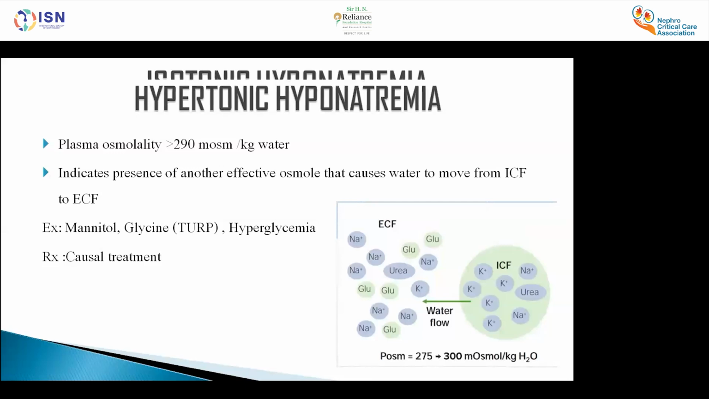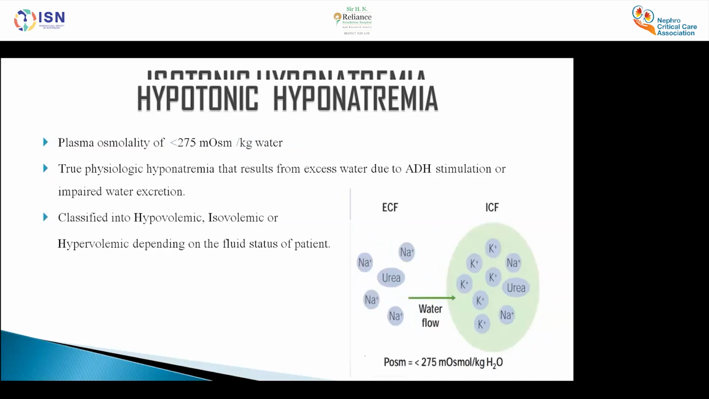Second is hypertonic hyponatremia. It is labeled when the osmolality is more than 290, and it indicates the presence of another effective osmole that causes water to move from intracellular fluid to extracellular fluid, leading to dilutional hyponatremia. The molecules which might be responsible for this are mannitol, glycine during TURP, and hyperglycemia. So the treatment is the causal treatment only: lower the sugar levels and stop mannitol.